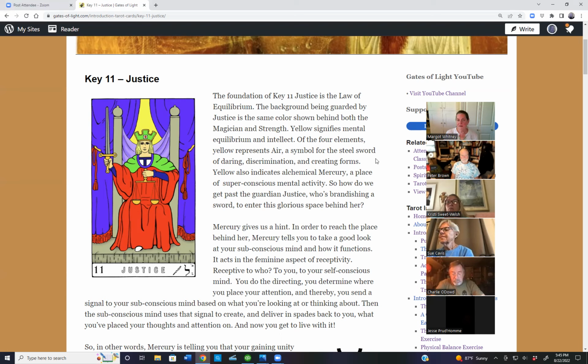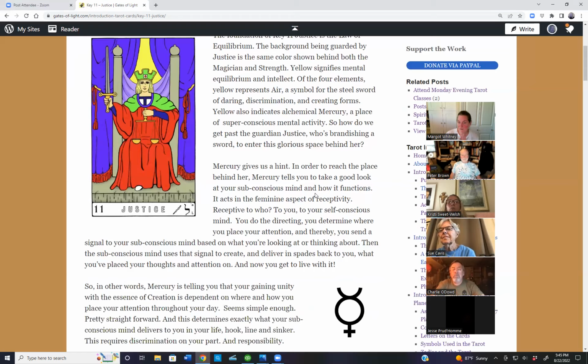The background being guarded by justice is the same color shown behind both the magician and strength. Yellow signifies mental equilibrium and intellect. So there's the yellow, but you got to get past her to get to it. Of the 4 elements, yellow represents air, a symbol for the steel sword of daring, discrimination, creating forms.